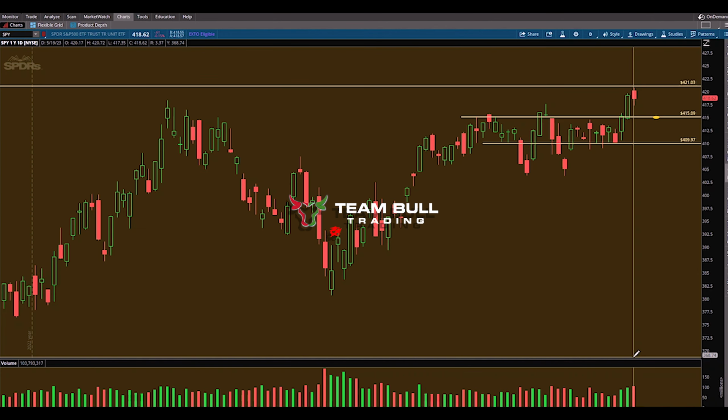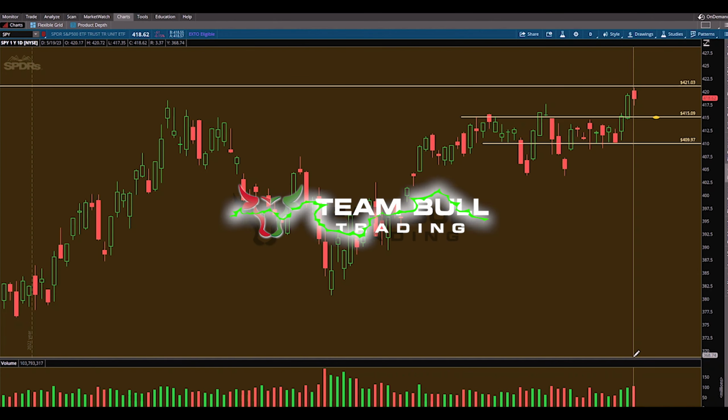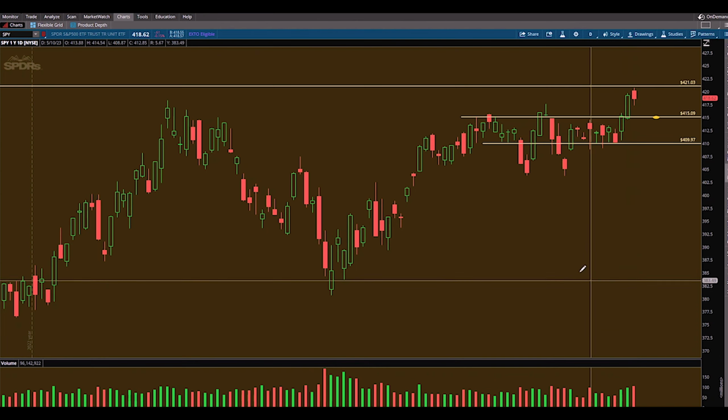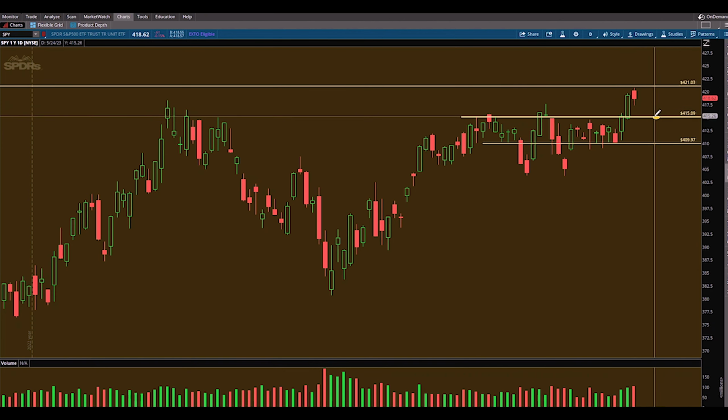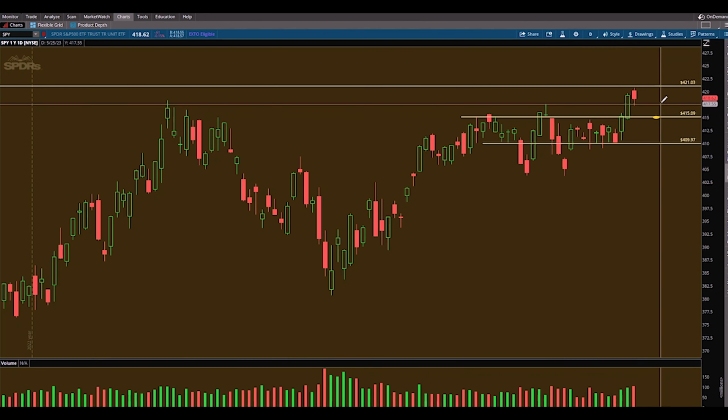So let's get right into this. I'm watching 3 different levels on SPY this week. This is going to be my main watch. First off, I want to see a nice pullback to this 415 for a bounce, for a continuation trade. So I'm going to be looking for a pullback, look for signs of a reversal to take calls here to play a move back up.